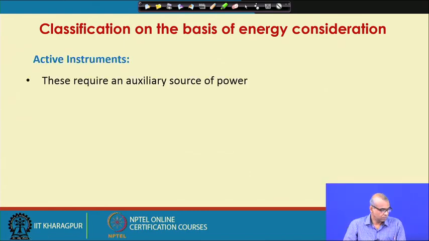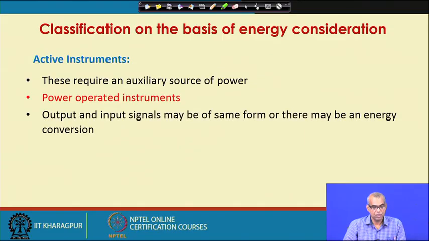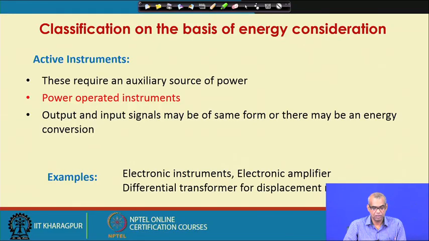Active instruments. Passive instruments do not require any auxiliary source of power, but active instruments do require an auxiliary source of power. So, they are power operated instruments. Almost all electronic instruments require auxiliary source of power and they are all active instruments. Output and input signals may be of the same form or there may be an energy conversion. This is common to both active instruments as well as passive instruments. So, electronic instruments, electronic amplifier, differential transformer for displacement measurement, all are examples of active instruments because they all require additional sources of power for working of the instruments.